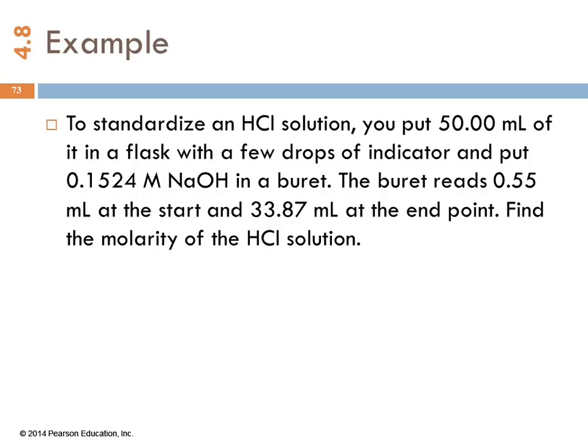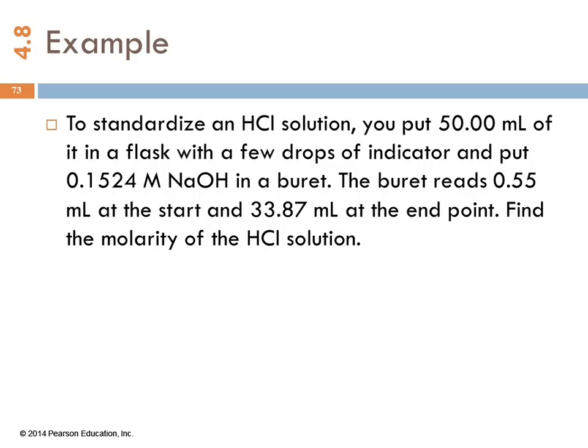Doing titration calculations is doing solution stoichiometry. That's all it is. Okay? We just need to think a little bit about what we're doing. Okay, so let's look at this example. We're standardizing an HCl solution. That's chemistry speak for finding the concentration of. We've got this HCl solution. We want to know what the concentration is as accurately as we can. So we put 50 milliliters of it in a flask. We add some indicator. We've got 0.1524 molar sodium hydroxide in a burette.